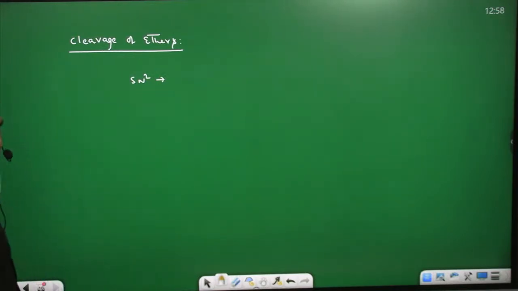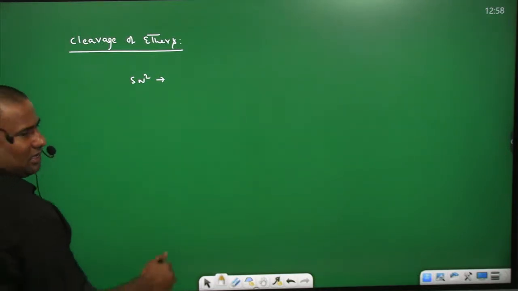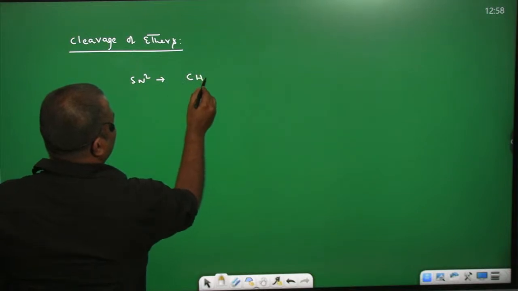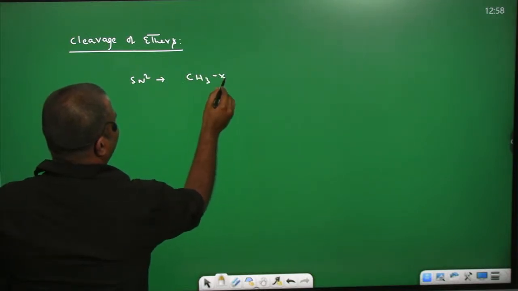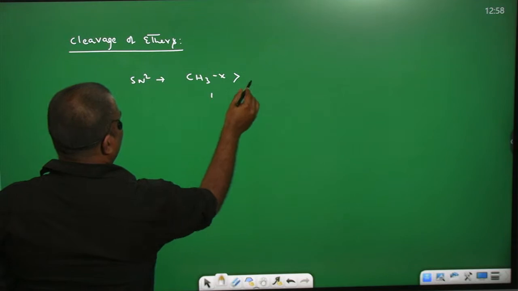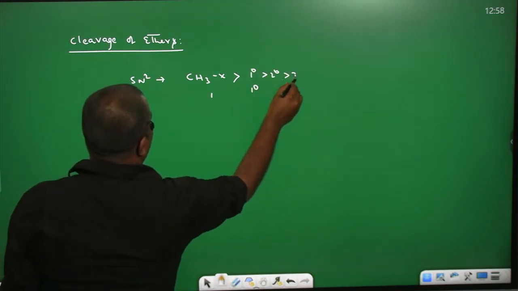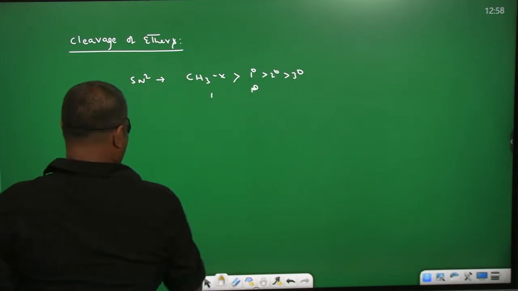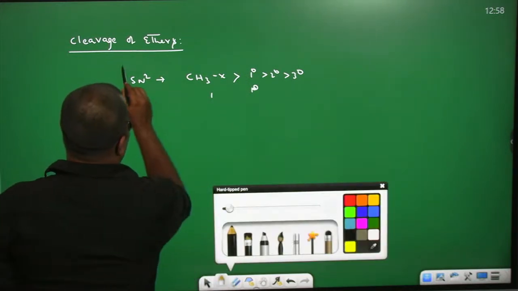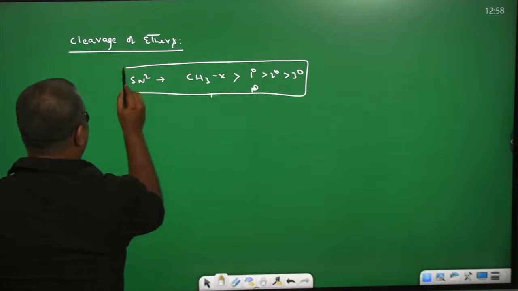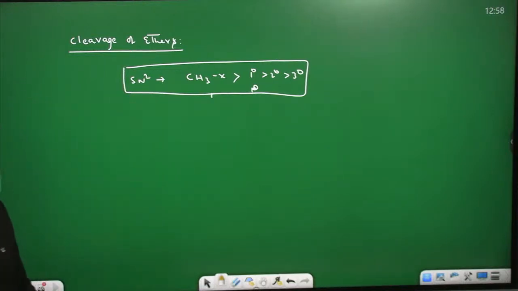Which mechanism should take place? The SN2 mechanism. That is, the reactivity order is CH3X greater than primary, greater than secondary, greater than tertiary. Always primary greater than secondary greater than tertiary.